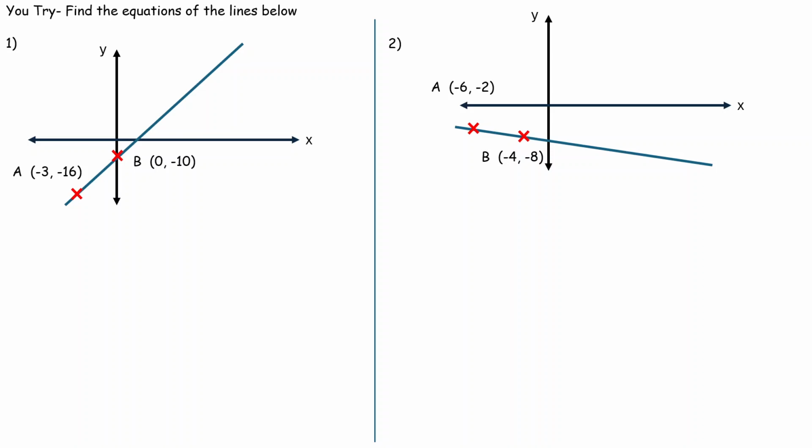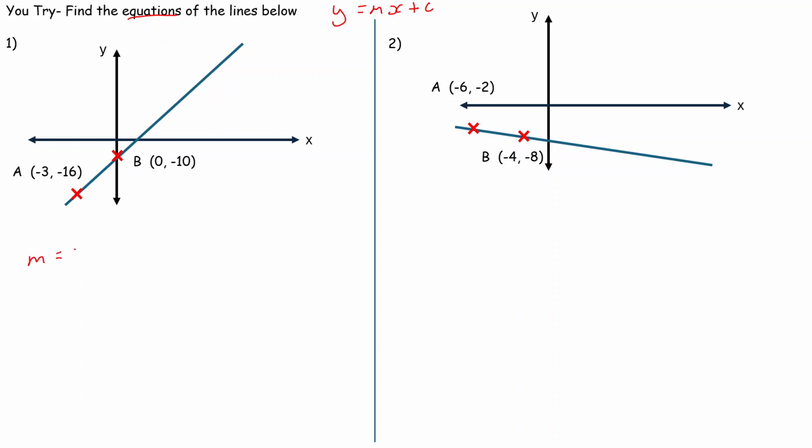So the first question is saying, find the equations of the lines below. Again, they're both going to be in the form, because they are straight lines, and that's important to note. They're both straight lines, so they've got to be in the form y is equal to mx plus c. Let's begin by finding the gradients for the first one. So the gradient, let's go and write it down here.